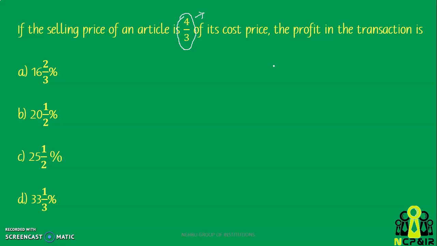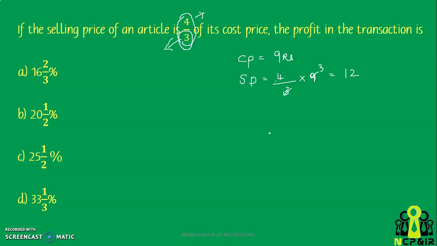We don't know what the cost price is, so we are going to assume the cost price. How we assume it is all that matters. Look at the denominator. The denominator is 3. So assume the cost price to be a multiple of 3, because it will be easy for us to divide. Now let us assume cost price of one article is equal to 9 rupees. So what is the selling price they have given? 4 by 3 of its cost price. So selling price is equal to 4 by 3 of 9 rupees. Here the 3 divides out and you will get 12 rupees. Now do you understand why we assumed it as 9 rupees? Because here it was easily eliminated.